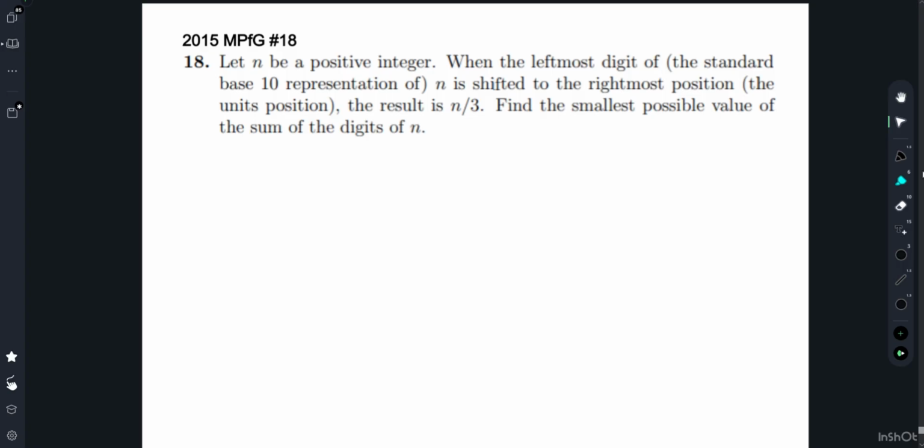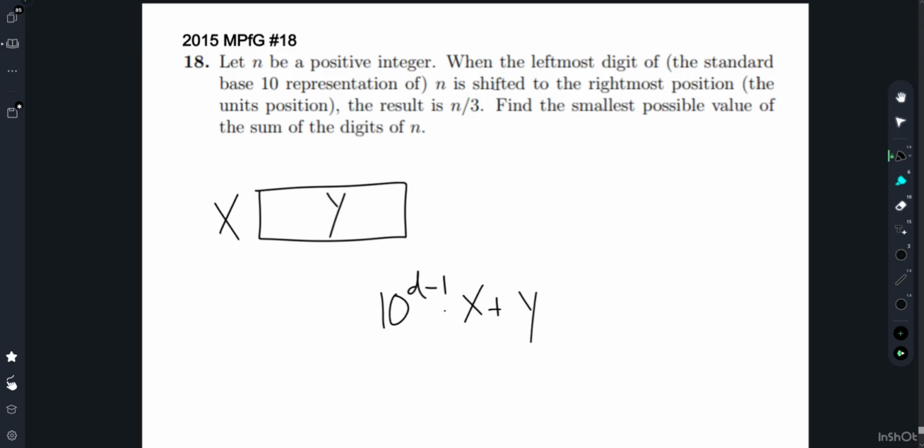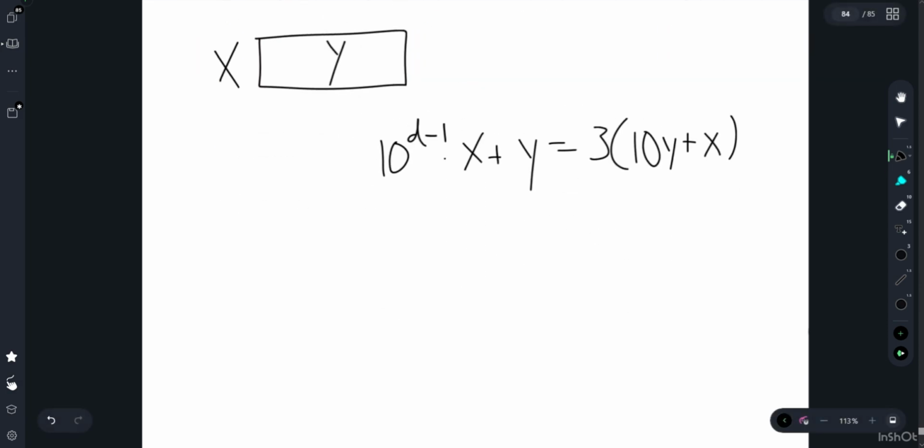So let n have d digits. Then let's say the first digit of n is x, and the string of d minus 1 digits after that is y. So then we have that 10 to the d minus 1 times x plus y is equal to 3 times 10y plus x. So simplifying, we get 29y is equal to 10 to the d minus 1 over 3.